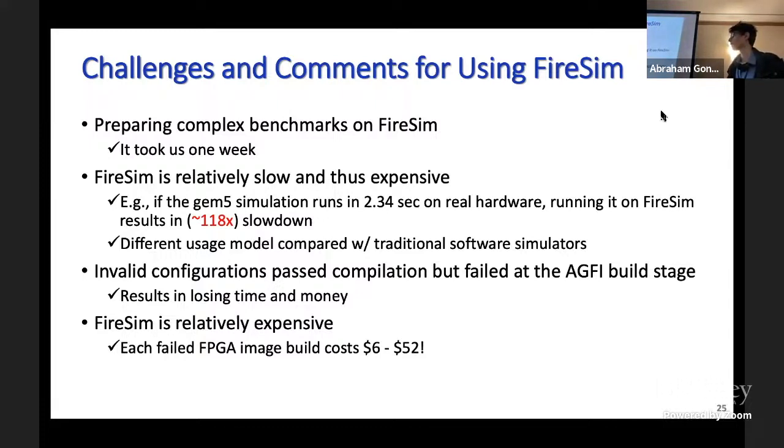And then we found that we would fail in some of our configurations at the AGFI build stage. So we would pass the initial compilation to the RTL, but fail once we try to build our AGFI image. And this could result in some costs as well. I think we noticed failed FPGA image builds could cost between $6 and $52.